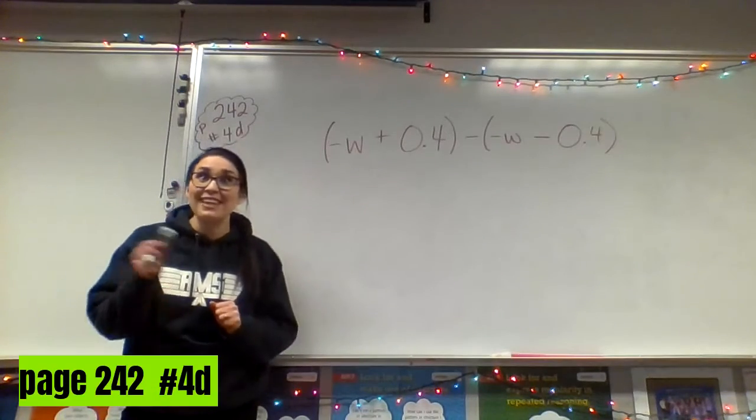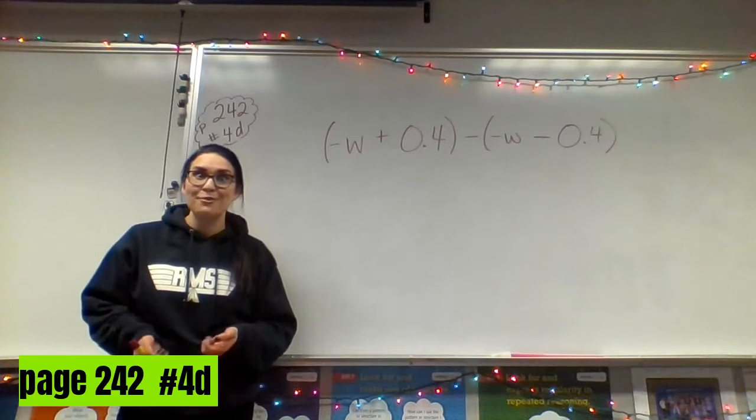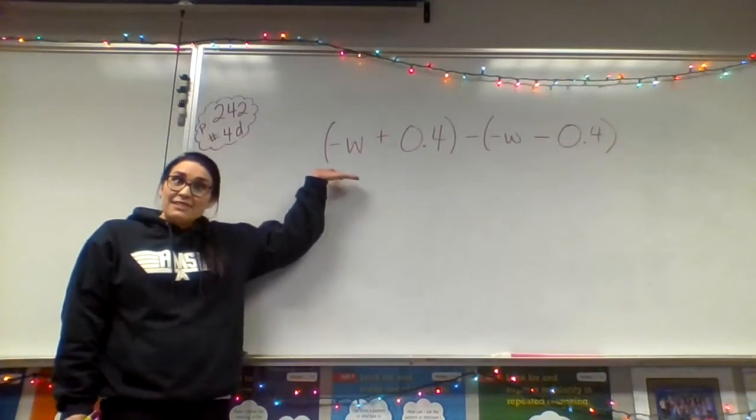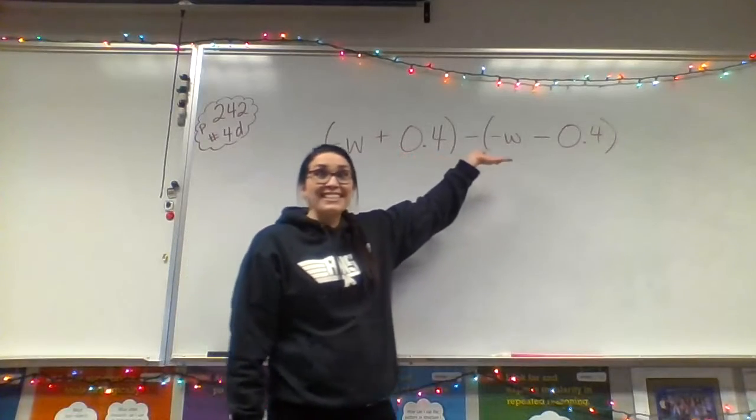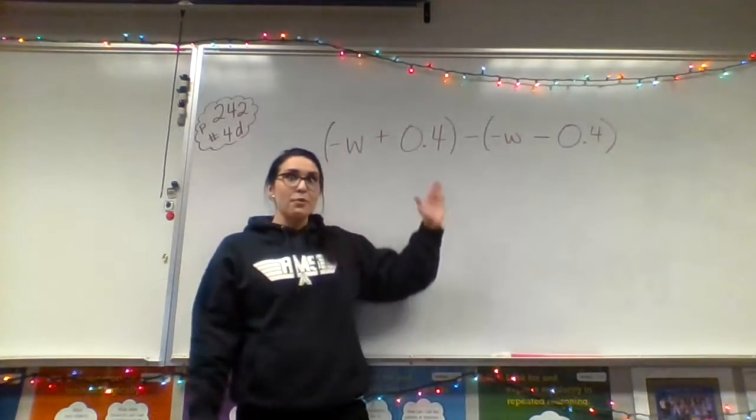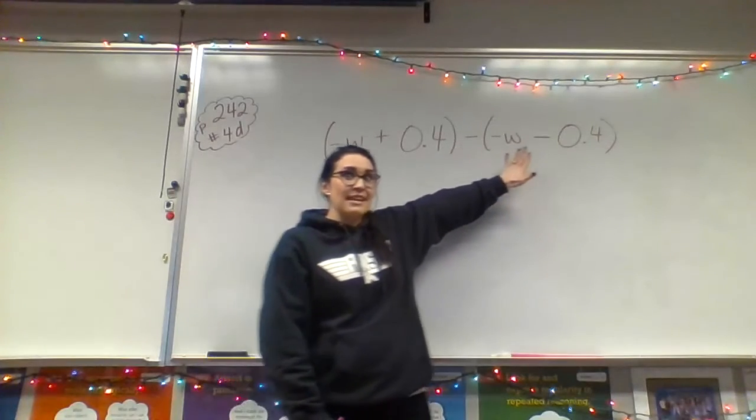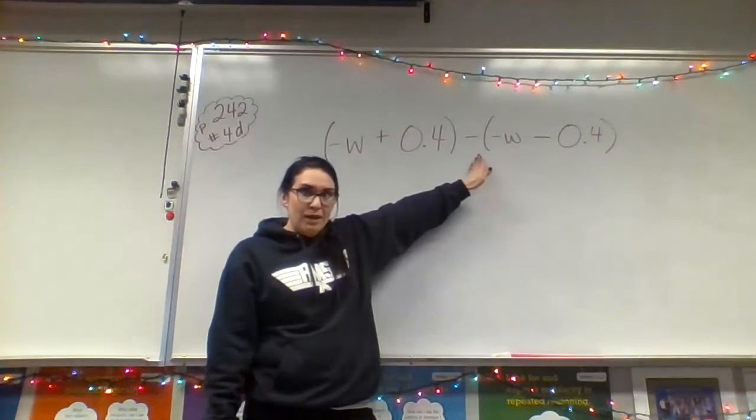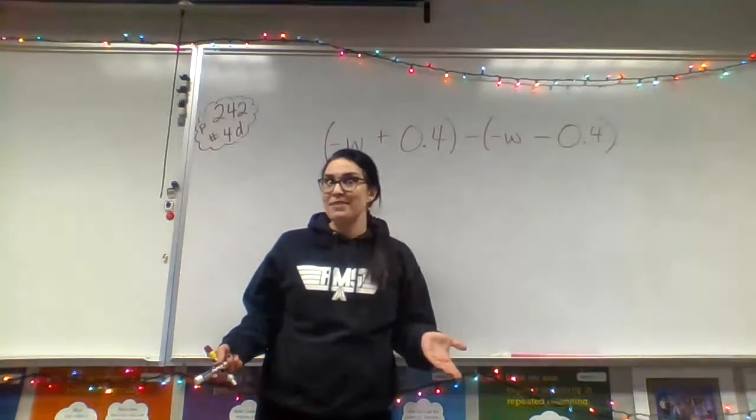All right, my friends, so the last problem that I'd like to look at together is still on page 242, and it's number 4D. So we start with negative w plus 4/10 minus negative w minus 4/10. So remember, we're first going to start by distributing that negative 1 to the second set of parentheses because that will turn it to an addition problem. But remember, it's also going to make these two signs the opposite.